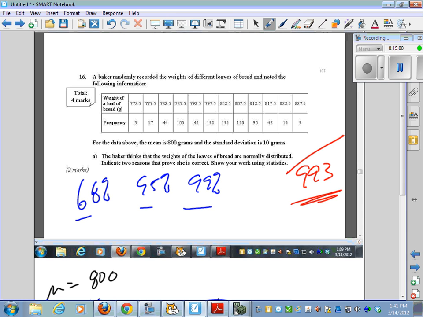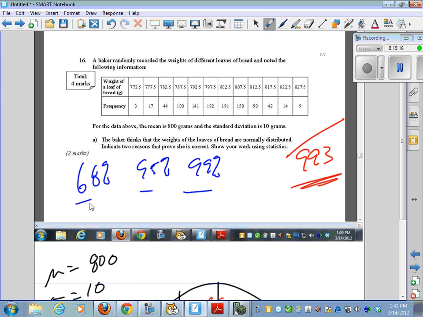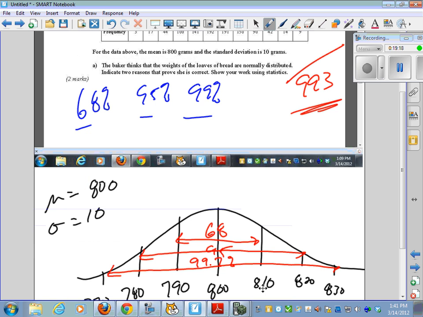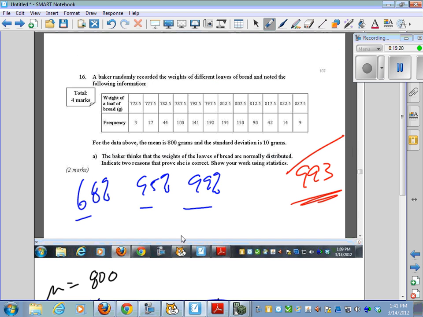993 loaves of bread. I think this baker has too much time on her hands. Okay, she's weighing 993 loaves of bread. All right, so what percent are between 790 and 810? Well, 790 to 810. Are these in order? They sure are, aren't they? So this is going to be easy.